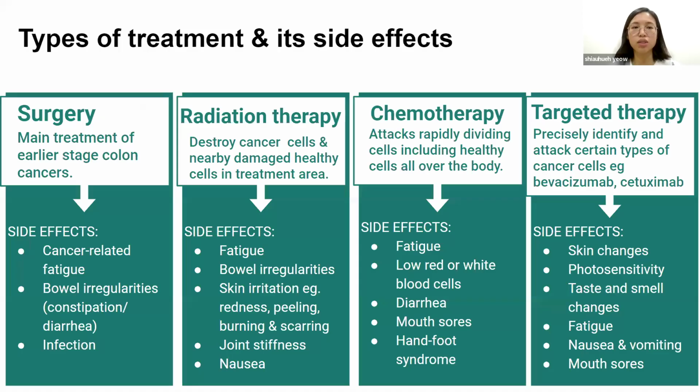So to start off, there are actually various types of treatment that colon cancer patients would go through. The most common one, especially in the early stage of cancer, would be surgery. That's the main treatment where the tumor will be removed from the colon. And there will also be removal of surrounding healthy tissue and lymph nodes.